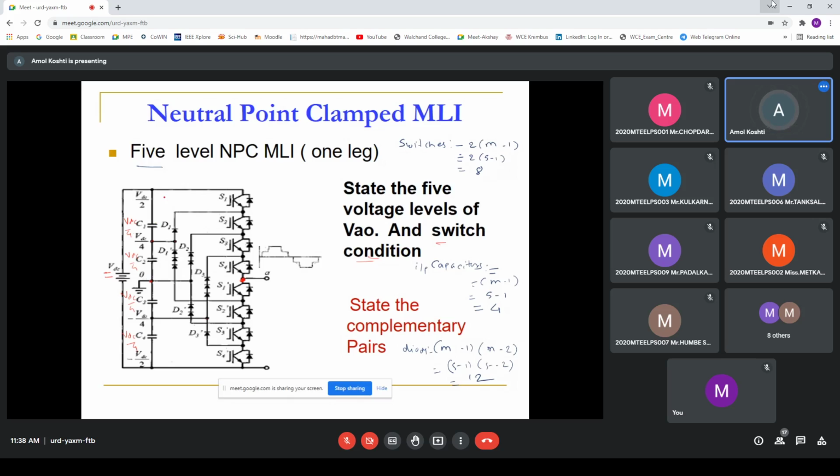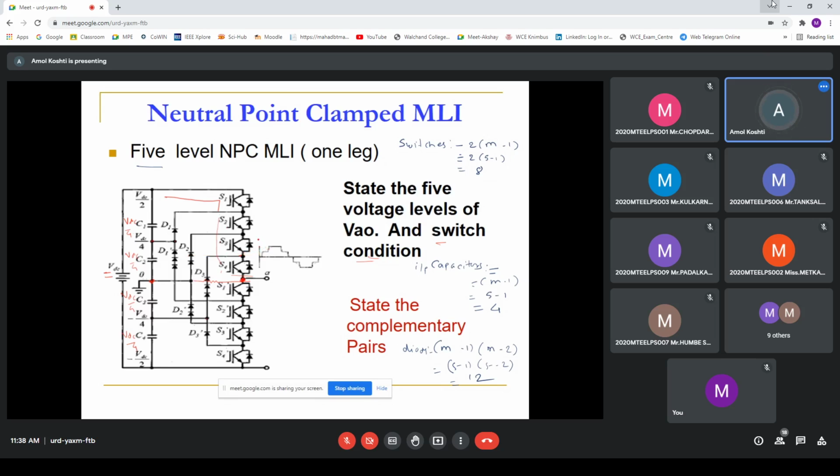So you just see initially current will flow in this way. It will flow through S1, S2, S3, S4. Then it will flow through A point. Let us assume the load we have connected here in this way. From A it will come to this point. So total C1 C2 voltage, which is VDC by 2, appears across VAO.